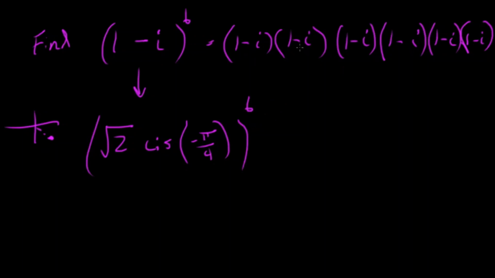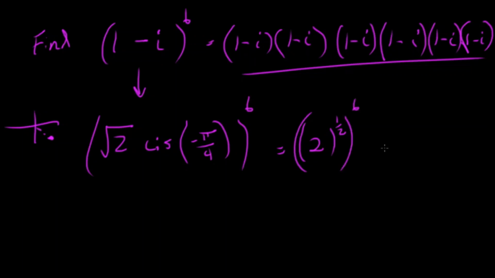This is going to be much easier than doing all of this. What is root 2 to the 6? Well, that's going to be 2 to the 1 half to the 6th. And then this is going to be 6 times negative pi over 4, negative 6 pi over 4. Working with polar makes life easy. De Moivre's theorem is telling us that we can just convert to polar and then raise the power.